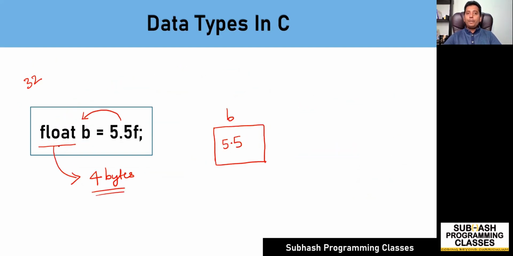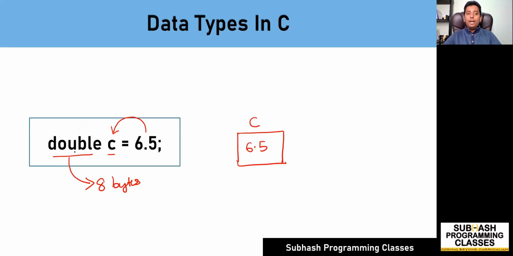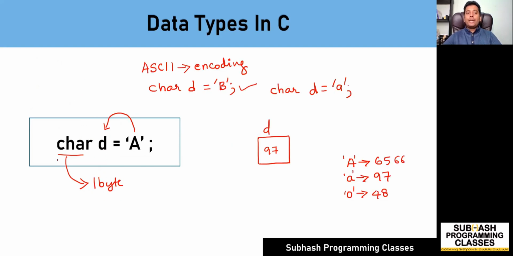Now coming to the float data type, it is used to represent floating point constants, specifically 32-bit floating point constants. If you create a variable out of the float data type, then the amount of memory allocated by the compiler is 4 bytes. The third data type is double, which is used to represent 64-bit floating point constants, and a variable of double data type is allocated 8 bytes. And the last one is the character data type.